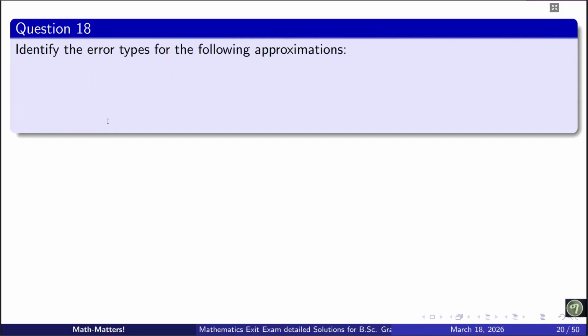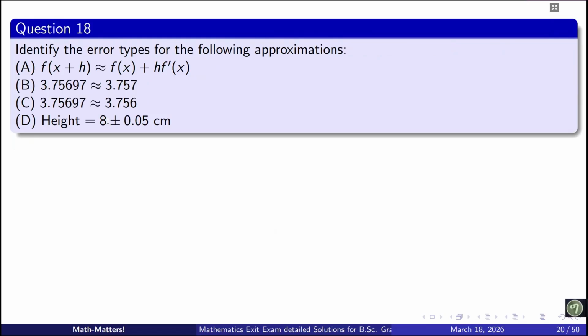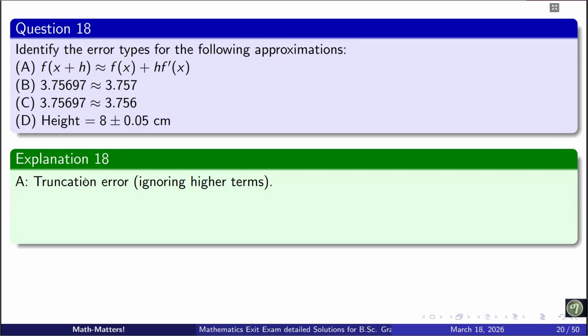Next, identify the error types for the following approximations. We have different error types in numerical analysis. For example, this one is simply an expansion, so we have a truncation error, or simply ignoring higher order terms.